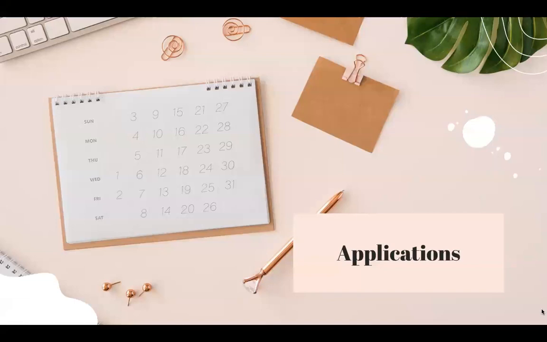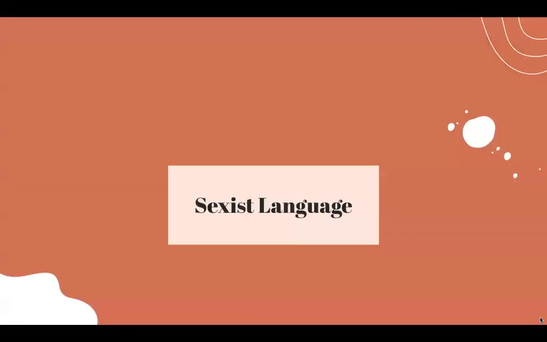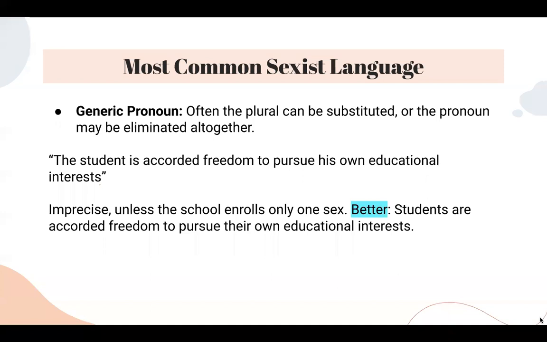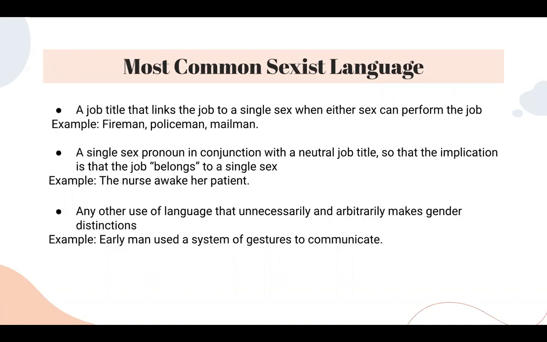Okay, so we're going to see the applications first for sexist language. We're going to start with the most common sexist language uses. We have the generic pronouns. That is when the plural can be substituted or the pronoun can be eliminated. The first example: the student is accorded freedom to pursue his own educational interests. This is imprecise unless this school enrolls only men or women. It would be better to say students are accorded freedom to pursue their own educational interests, as in plural.